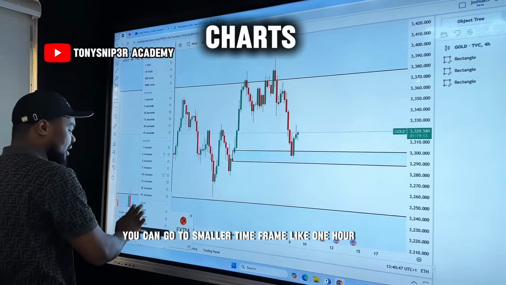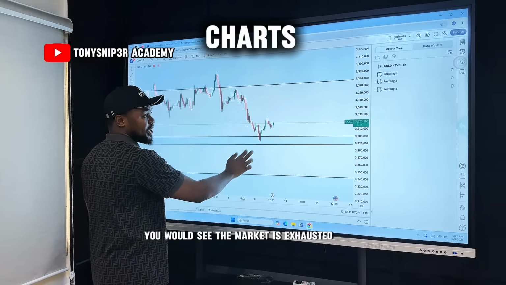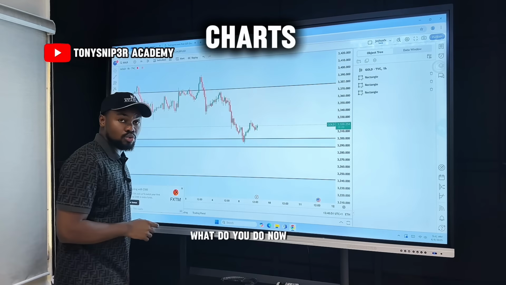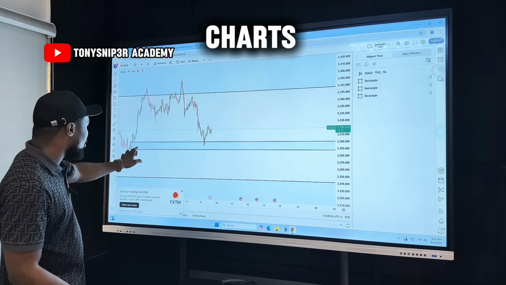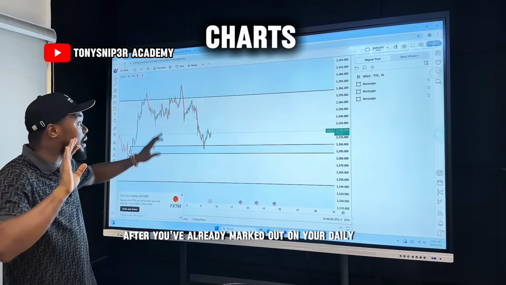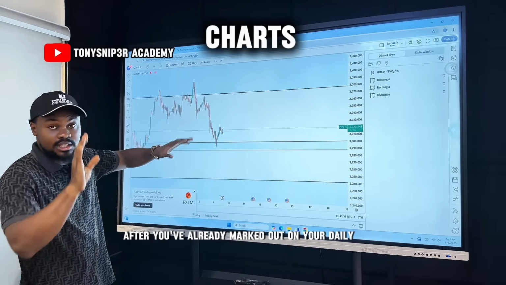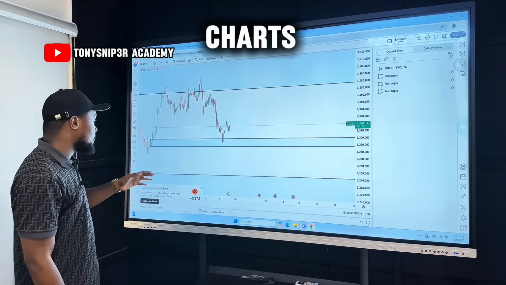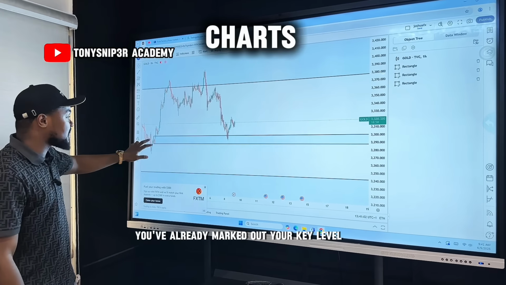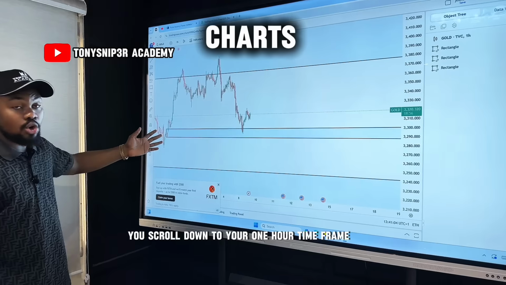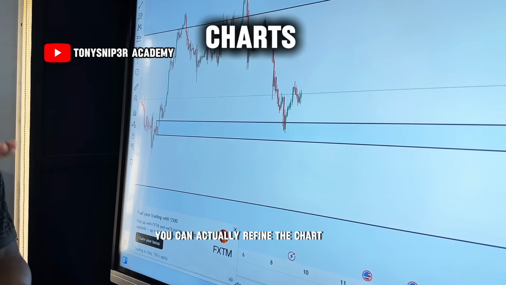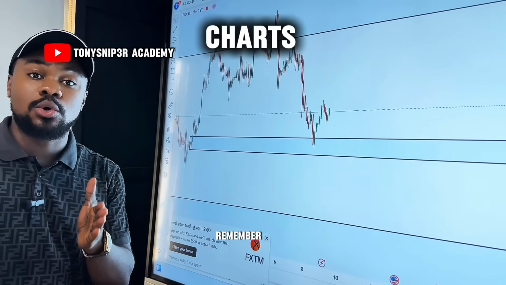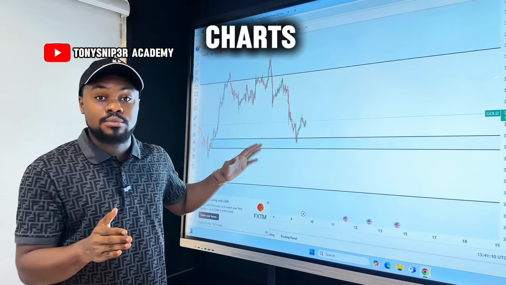You can go to a smaller time frame like 1 hour. You would see the market is exhausted. What do you do now? Since this is your key level on your 4-hour time frame, after you've already mapped out the top and bottom on your daily, now on your 4-hour time frame, you've already marked out your key level. You scroll down to your 1-hour time frame, so you can actually what? You can actually refine the chart. Remember, the only reason why we go to a smaller time frame is to actually what?